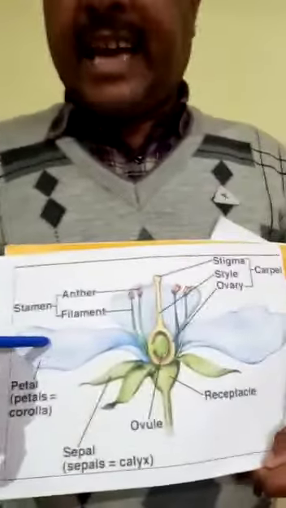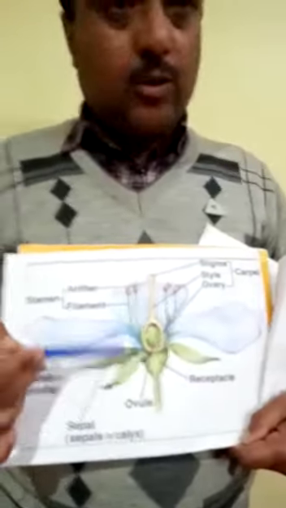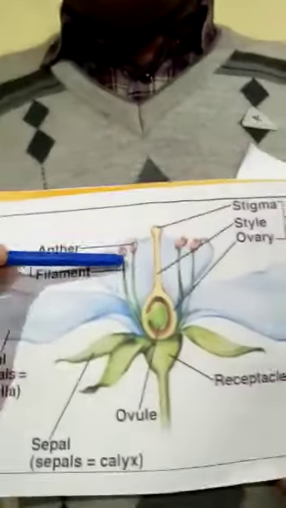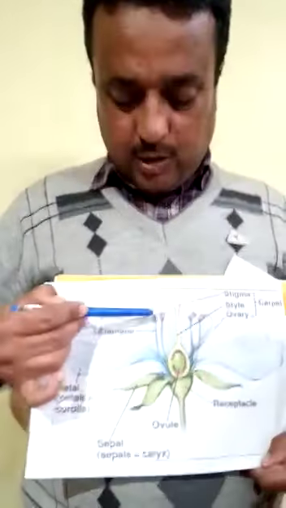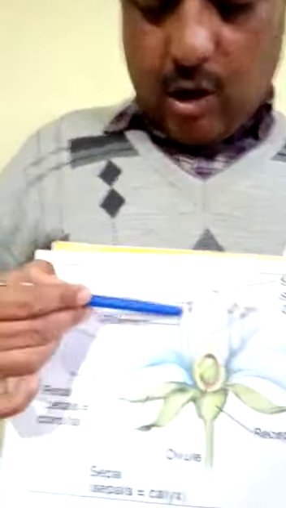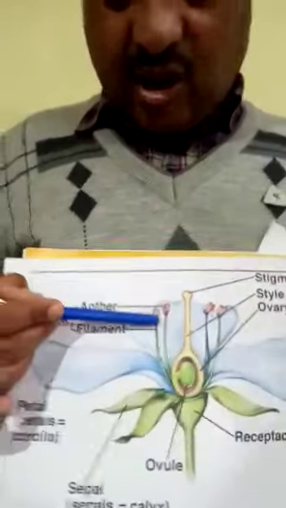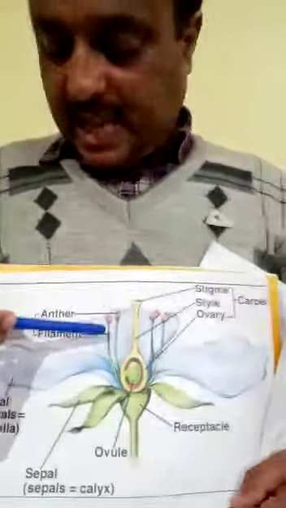This part is the male reproductive organ, called the androecium, or simply the stamen. The stamen consists of two parts: a stalk-like structure called the filament, and at its top the anther, which is bilobed. The anther consists of the pollen grains.